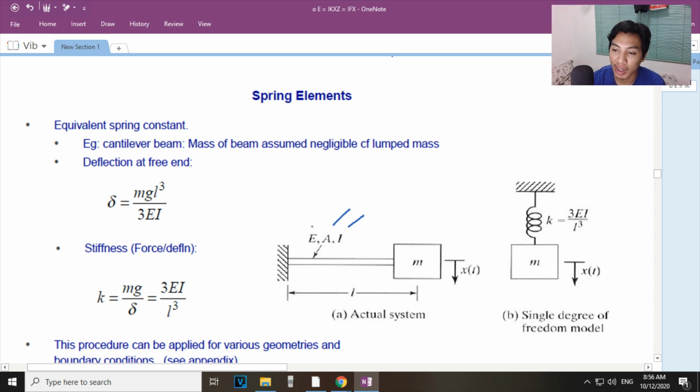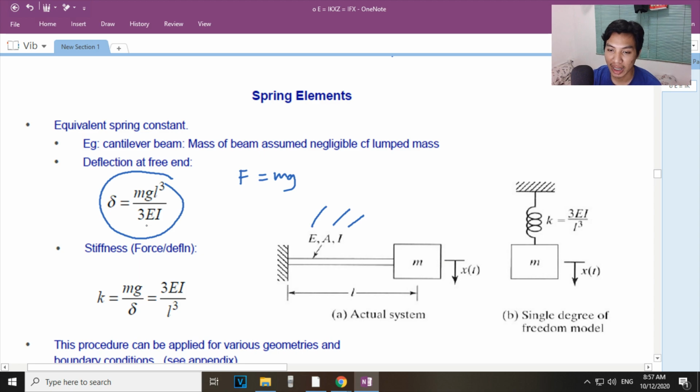And then yung E, what is E? Elastic modulus ng iyong beam. And that is given by this equation. Yung deflection niya is mgL. Ano po ba yung mg? mg is equal to the force that is applied. That is equal to the force applied dun sa iyong cantilever beam. So, L is the length of the beam cube over 3EI.